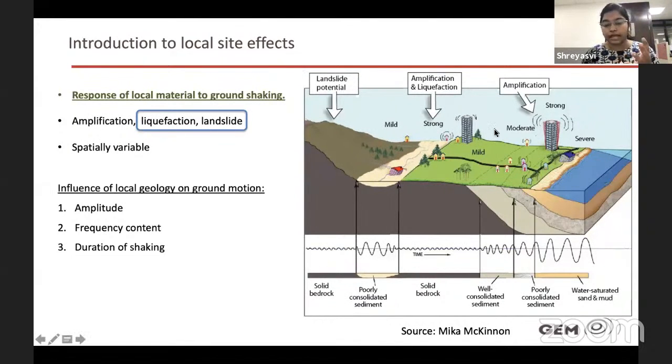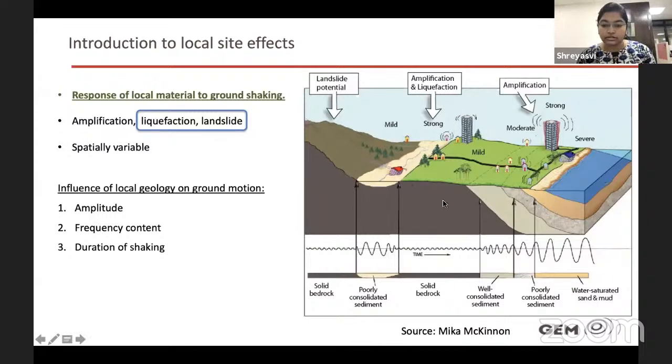The schematic representation on the right side shows how different sites would respond. If we consider the extreme left case, we have a site situated on solid bedrock, but with a hilly terrain. In the event of an earthquake, such sites are more prone to landslide rather than amplification. If you consider a poorly consolidated sediment, as it is here, first it leads to amplification and then it leads to liquefaction.